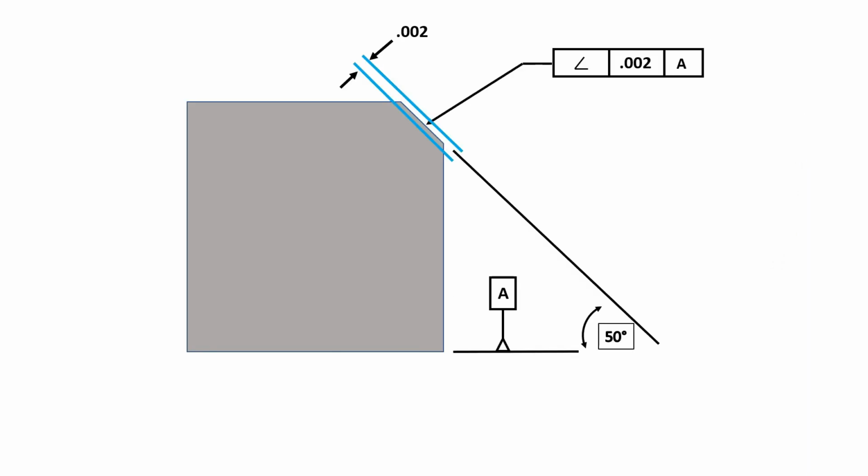An orientation tolerance indicates a relationship between two or more features. Whenever possible, the feature to which the controlled feature is related should be designated as a datum, like this one shown here.